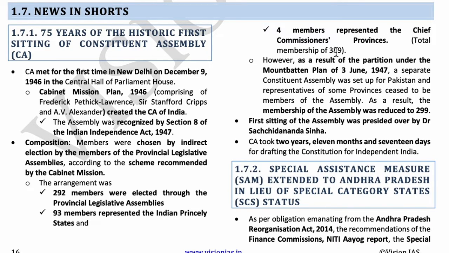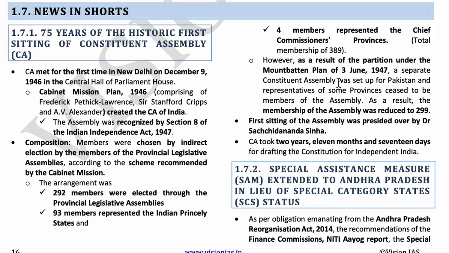But on 3rd June 1947, when the Mountbatten Plan was announced about the partition, some members of this Constituent Assembly came out. So after a few members withdrew, this Constituent Assembly was left with 299 members.